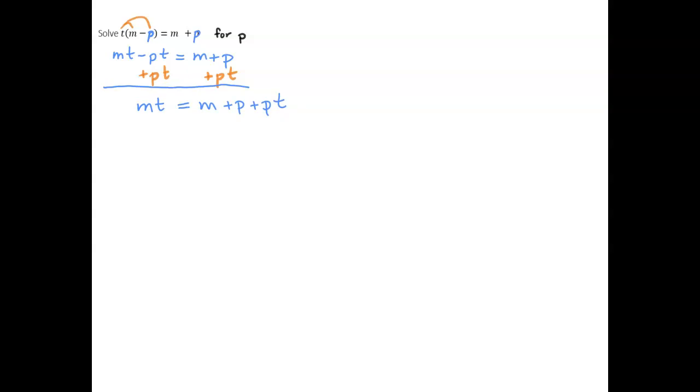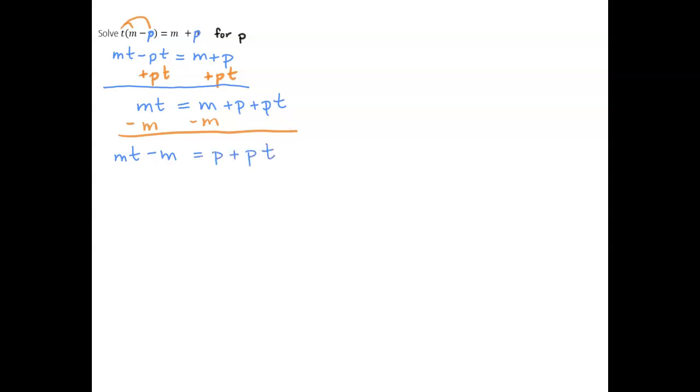So I'm happy that my p's are on one side, but I can't actually combine them. And I haven't even done a very good job of trying to isolate them yet. Before I go any further with being able to combine them, I also want to work on moving the m to the left-hand side. That's a really easy step to get the p's more isolated. So I'm going to say I have mt minus m equals p plus pt.